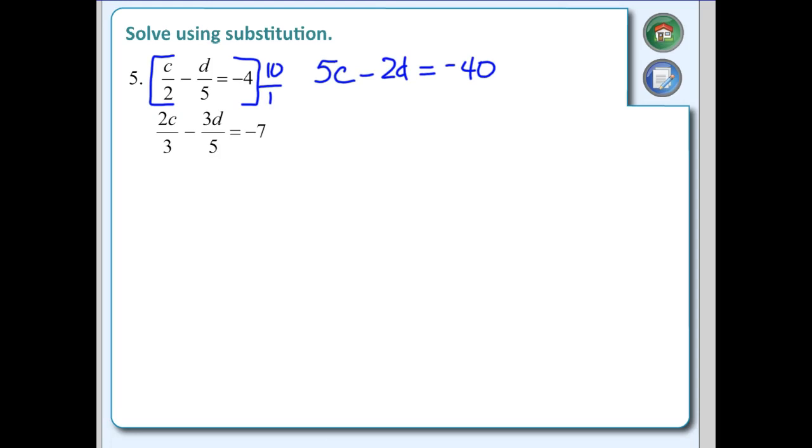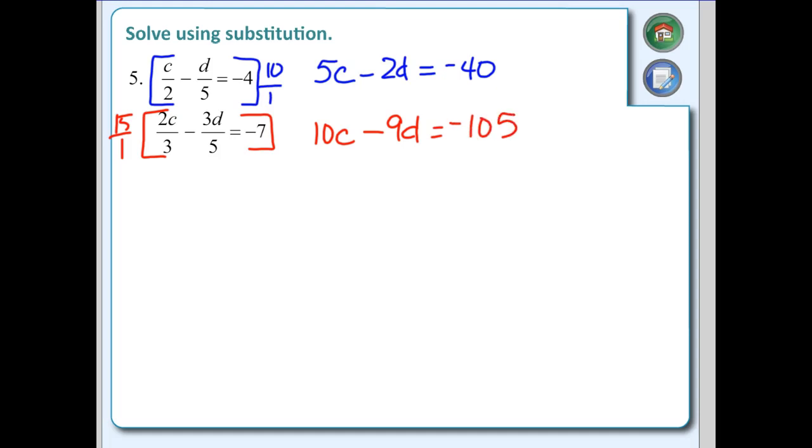And now we need to take the second equation. What are we going to have to multiply that by to eliminate all those fractions? Yeah, we're going to have to multiply it by 15 over 1. So that's going to give me 10c minus 9d equals, and 15 times negative 7 is negative 105.